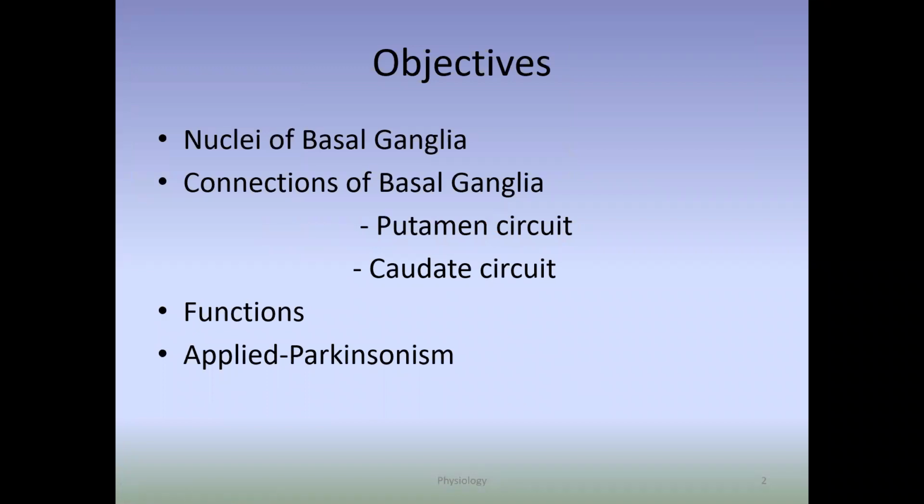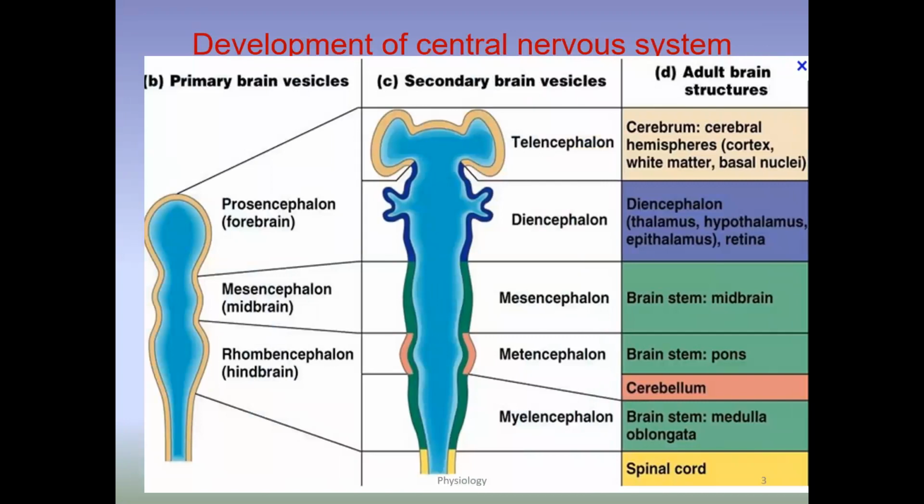Under this heading, we are going to cover the lectures of basal ganglia, that is nuclei. What are the different nuclei present in the basal ganglia? What are the connections present in the basal ganglia? What are the two types of circuit present in the basal ganglia, putamen and caudate? Then functions of basal ganglia and applied part. So this is just revision for you.